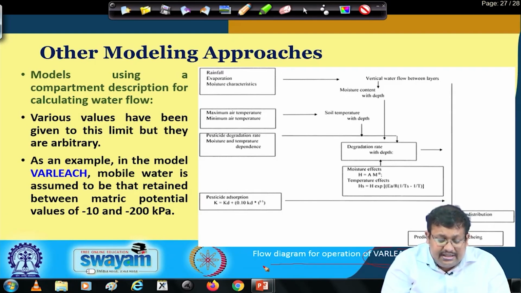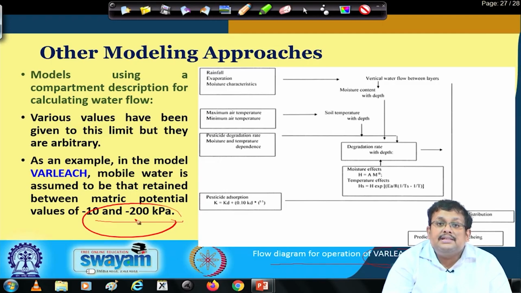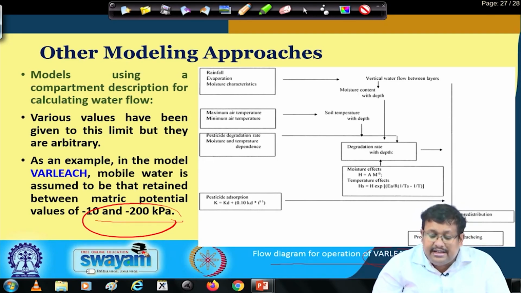Now, as an example, in the Verlich model, mobile water is assumed to be that which is retained between the matric potential of -10 to -200 kilopascal. So, here in this model, mobile water is assumed to be retained between the matric potential of -10 to -200 kilopascal. So, this is the flow diagram of operation of the Verlich model, you can see here.